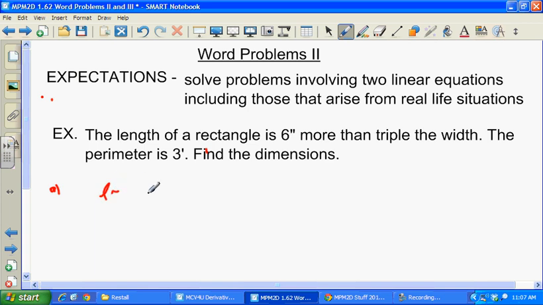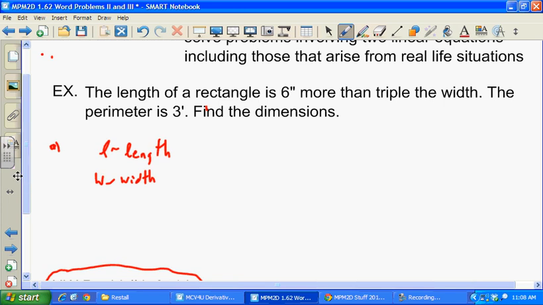So here, let L be the length, right? I think the length and the width are all I want to find. And then step B would be to write the equations. Well, each sentence has an equation. The length of a rectangle is usually means equals. The length is 6 inches more than triple the width. So what's an expression for triple the width? That's 3W. And 6 more than that would be plus 6.